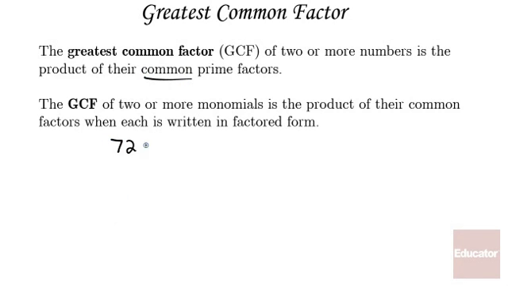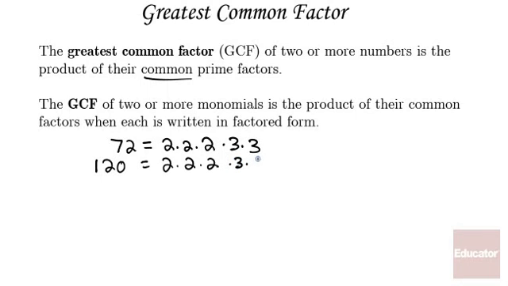If I have 72, I can break that down into 2 times 2 times 2 times 3 times 3. That's in prime factored form. I cannot go any farther with that. Now, if I take 120, that can be factored out into 2 times 2 times 2 times 3 times 5. Now, I'm going to look for the common factors. They each have this 2. They each have a second 2. They each have a third 2. They each have a first 3.